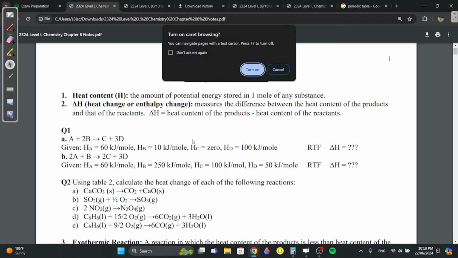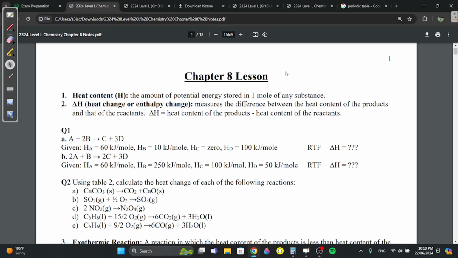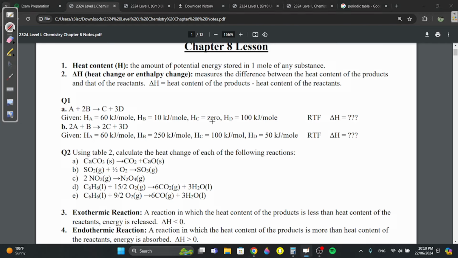Okay, chapter 8 notes. Very easy, chapter 8. I like it. We're gonna start with delta H. When you're working with a reaction like this, delta H should be equal to products minus reactants.